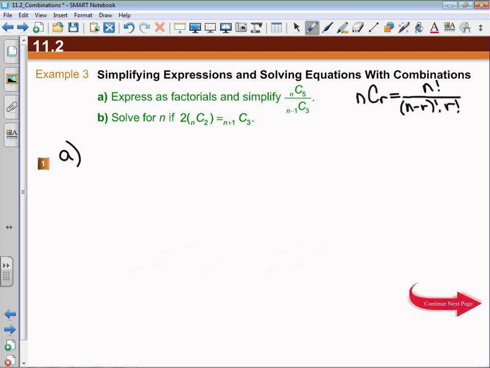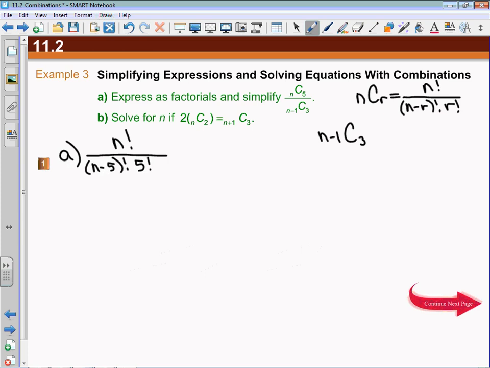I do want to write one of these as a kind of aside. N choose 5 typically students don't struggle with. Let me write that first. N choose 5 is n factorial over n minus 5 factorial times 5 factorial. The one on the bottom is a little bit tricky because it has an expression instead of just an n.